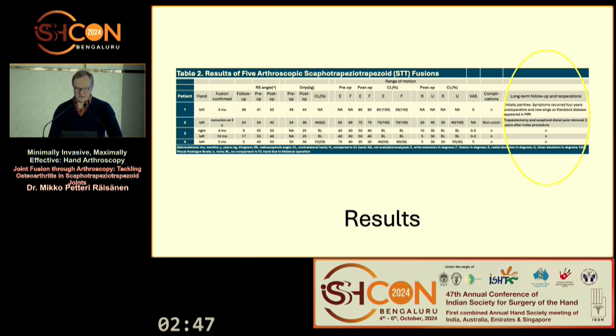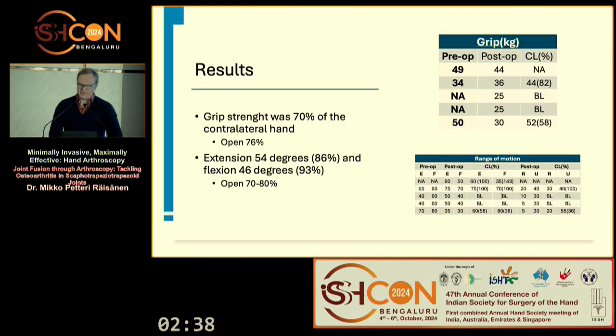Is it related to the operation? I'm not sure. And the 2nd patient, we had the trapeziectomy and scaphoid distal bowel resection. Then if we compare the results to open procedures, which I'm not really sure if we should do with few patients, grip strength was 70% of the contralateral hand in arthroscopic, and open was 76%, so better in open. But again, I don't know if it's really right to do the comparison. Extension 86% and flexion 93%, open a little bit less, 70 to 80%.